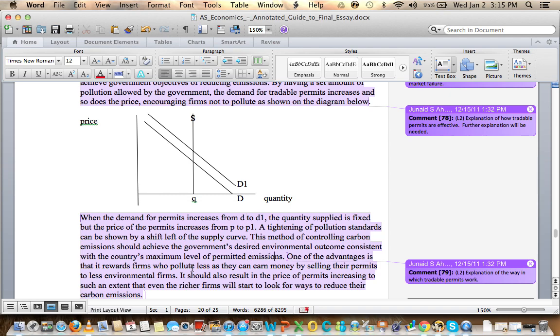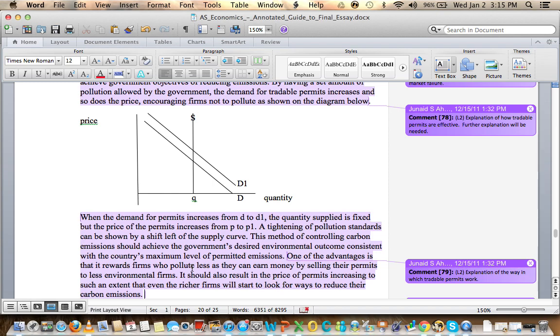One of the advantages is that it rewards firms who pollute less as they can earn money by selling their permits to less environmental firms. It should also result in the price of permits increasing to such an extent that even the richer firms will start to look for ways to reduce their carbon emissions. Such as what? There should be some further explanation there.